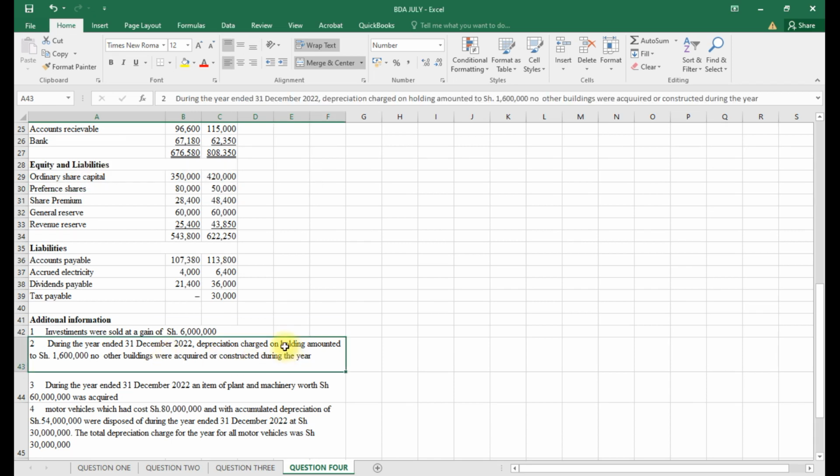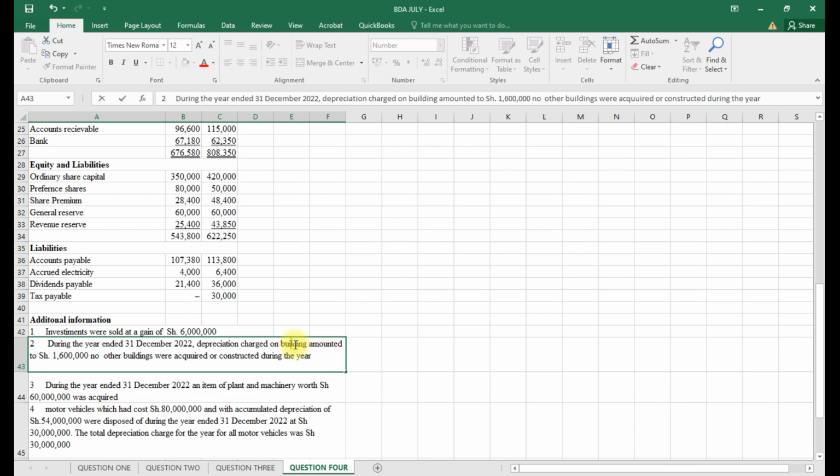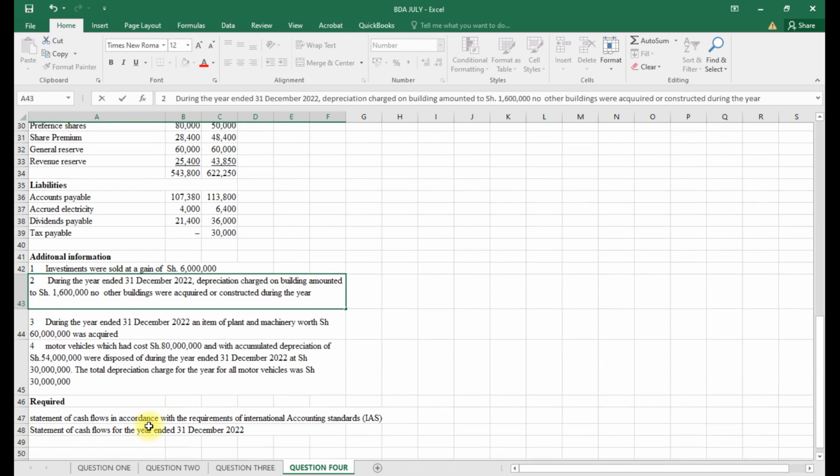Depreciation charged on building amounted to 1.6. No other building was acquired or constructed during the year. During the year, an item of plant and machinery worth 60 million was acquired. And a motor vehicle which had cost 80 million, with accumulated depreciation of 54, was disposed of during the year for 30 million. The total depreciation charge for the year for all motor vehicles was 30.